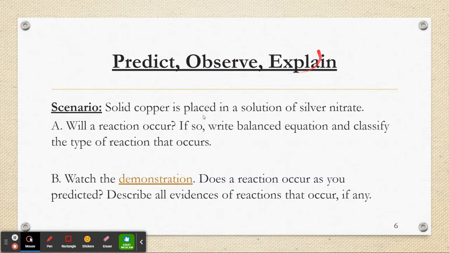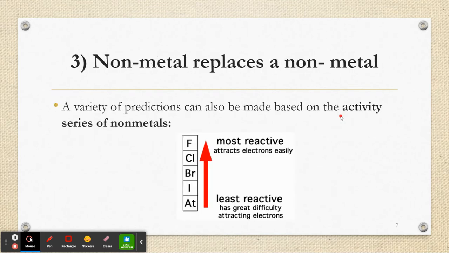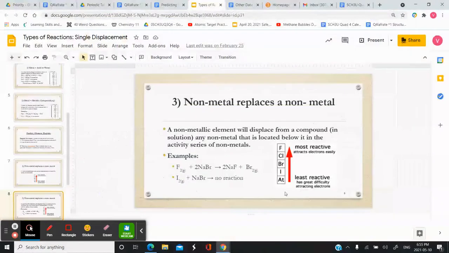And throughout this presentation, I want you to notice that there are some little scenario predict, observe, explain problems. And so what you'll do is you'll watch these scenarios, these demonstrations, and you'll answer the question. So you'll start off with a little prediction, will a reaction occur? Write out a balanced equation and classify the type. And then afterwards, you're going to watch the demonstration, see if a reaction occurred like you predicted, and then describe the evidence that a reaction occurred if it did at all. And so this is your scenario given there. And you have a few of these for the different types of reactions to try out. So let's go to our handout and try some different examples.